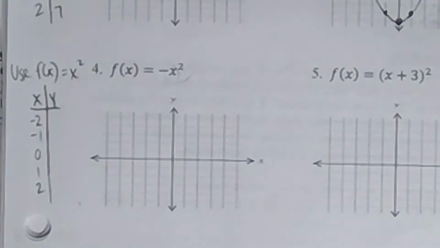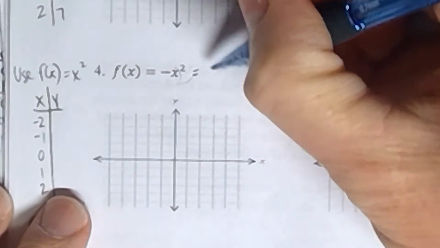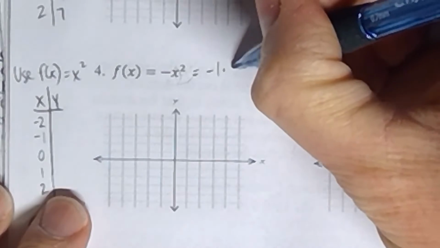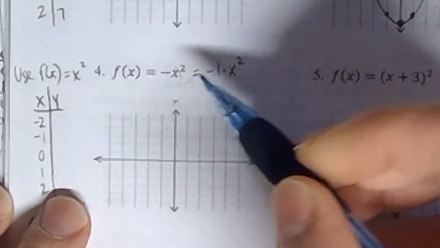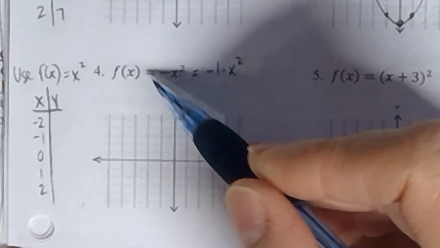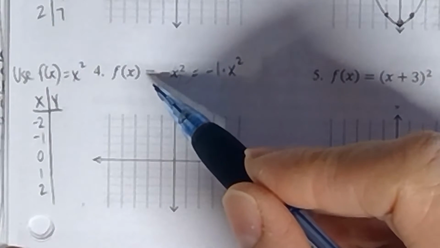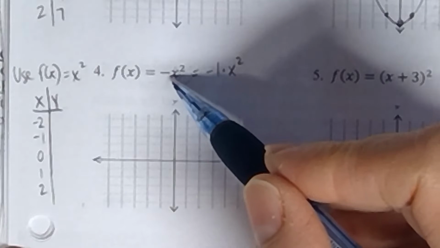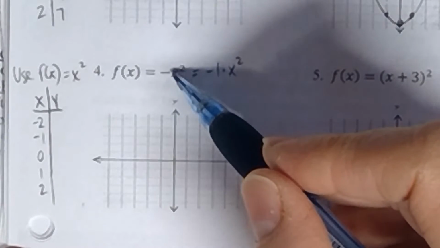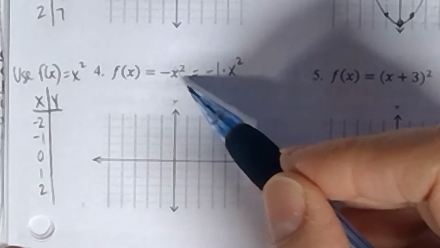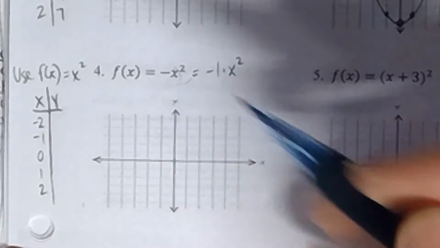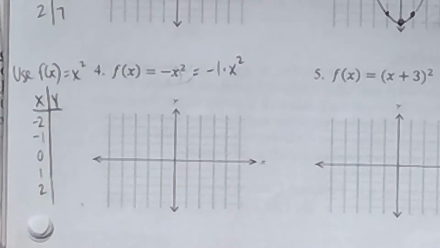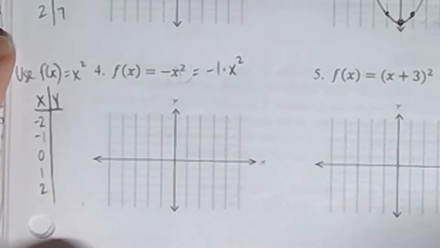If we plug that in, remember, negative x squared means negative 1 times x squared. Anytime you have a negative at the beginning of an expression on that side of the equal sign, it means negative 1 times. You know that's a coefficient of negative 1 anyway, and coefficients get multiplied by the variable. So this is all not a surprise. Negative 1 times x squared.